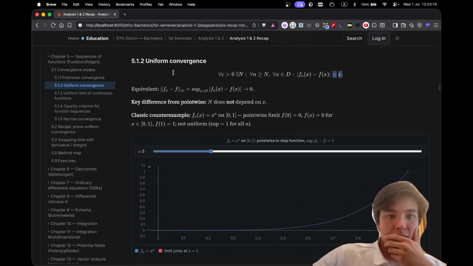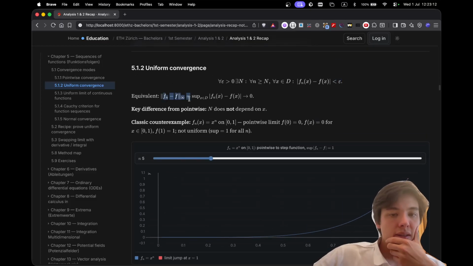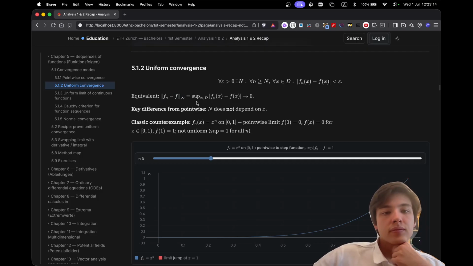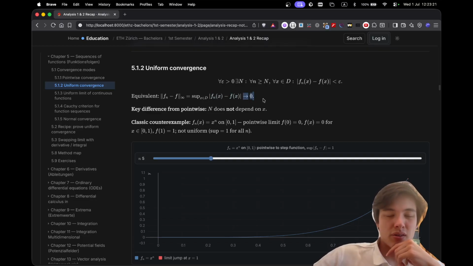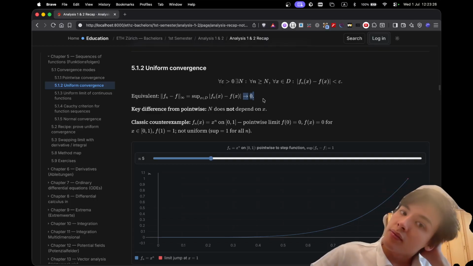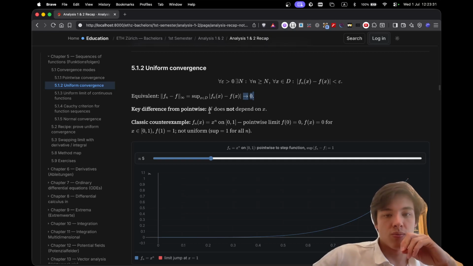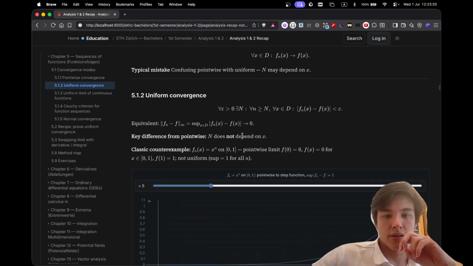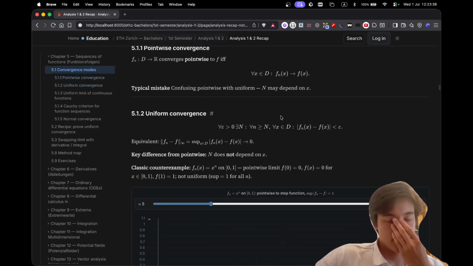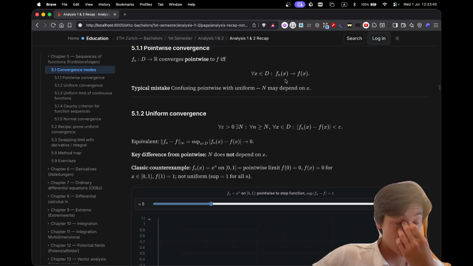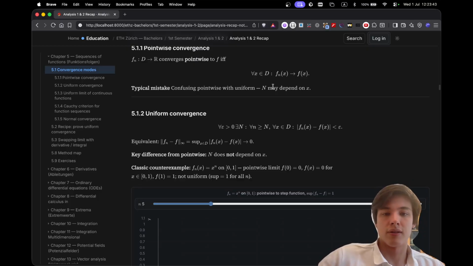Equivalently, the supremum goes towards 0. The difference from pointwise is that it does not depend on x. So it's for all of the x, whereas in pointwise we can choose n for the x values.